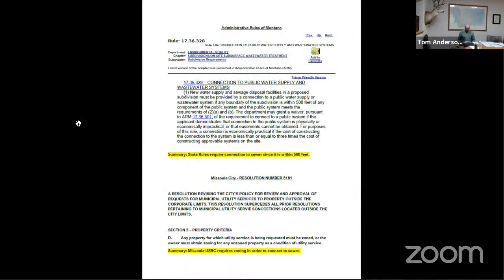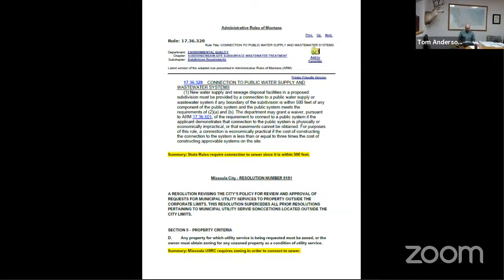So, as part of the Administrative Rules of Montana, any development that goes through sanitation review and is within 500 feet of a public wastewater system is required to connect to that system. Per Missoula City Resolution 8181, all new developments that are proposing to connect to public wastewater systems are required to be reviewed by the Utility Services Review Committee, the USRC. And any property that is requesting utility service must be zoned or must obtain zoning.